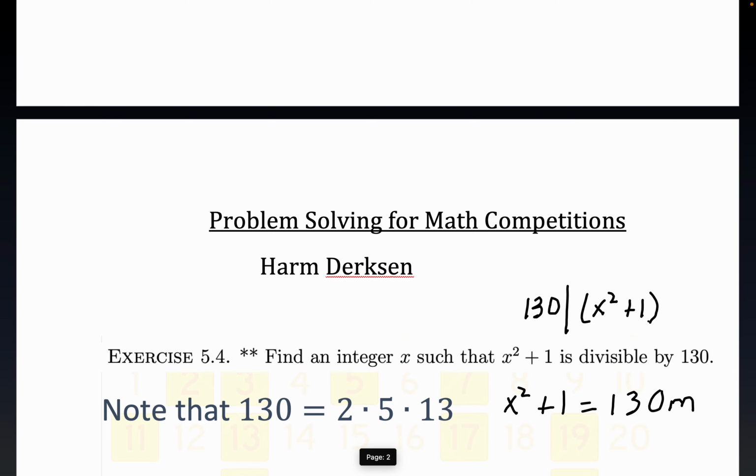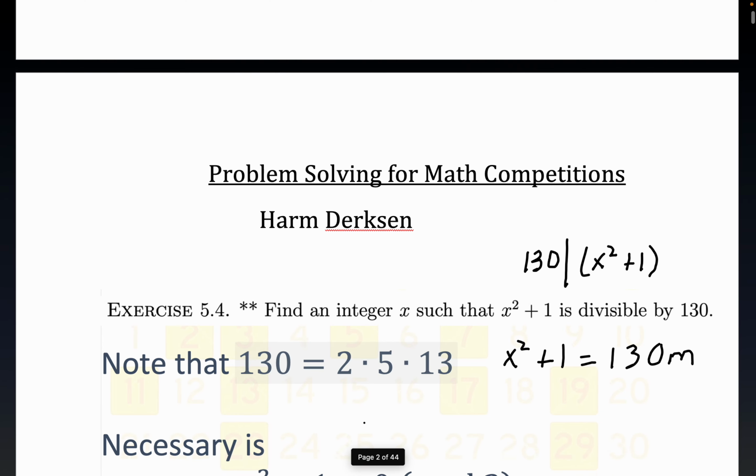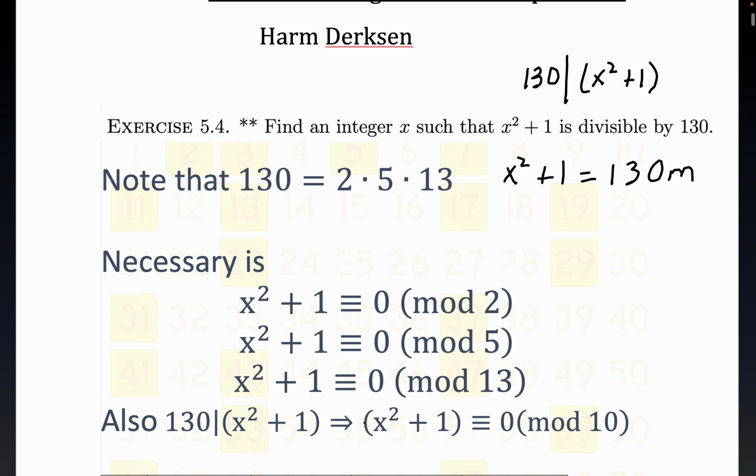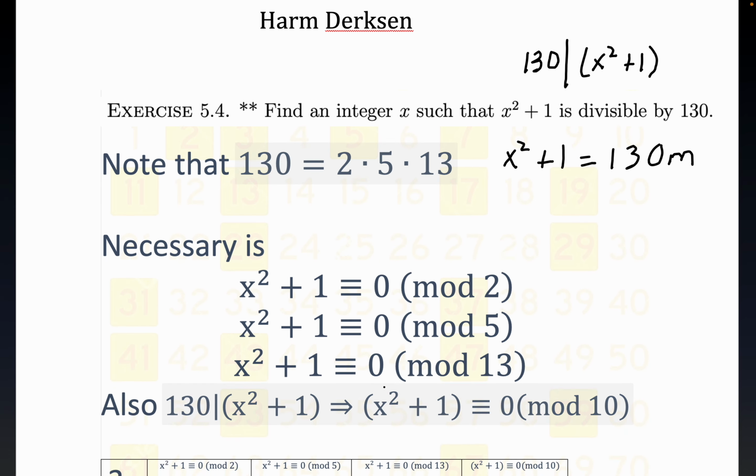Now the prime factorization of 130 is important, and I have it done for you right here. It's equal to 2 times 5 times 13. 10 times 13 is certainly 130. And what I did, folks, I couldn't think of anything clever here, so I just did this in a case-by-case situation. I wrote it in terms of congruences.